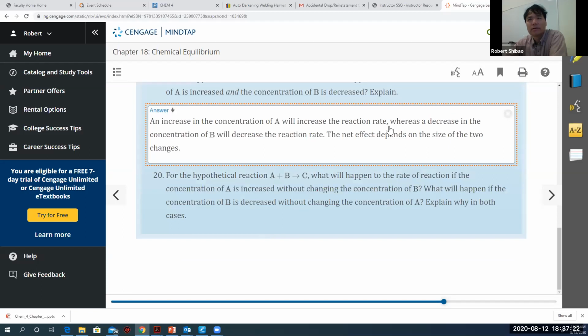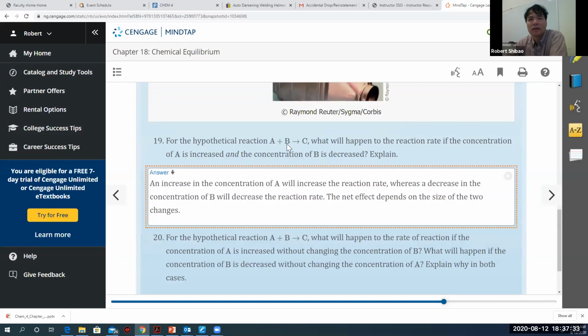An increase in the concentration will increase the rate, while a decrease in the concentration of B will decrease it. The net effect depends on the size of the two changes. Not only the size, but the mechanism. It's not just the size. For example, you could have a small change in B, but it could have a larger impact than a large change in A because of the mechanism.